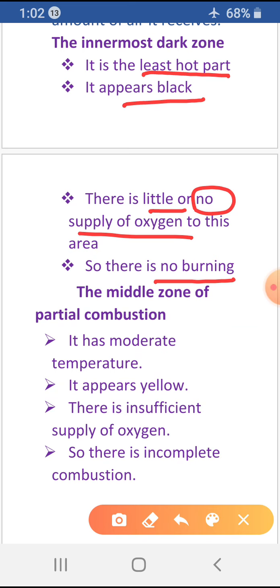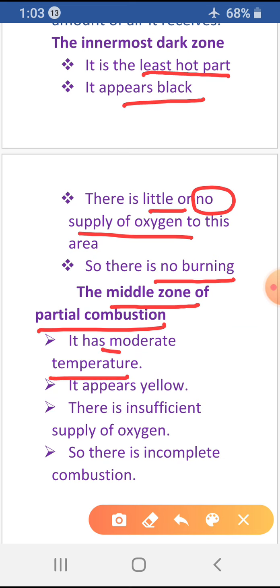The next zone of the candle flame is middle zone of partial combustion. The dark zone was of no combustion. Middle zone is of partial combustion. As its name indicates, combustion takes place over here but incomplete. Complete combustion and incomplete combustion, these are two types of combustion. In case of middle zone, the combustion which is taking place is incomplete.